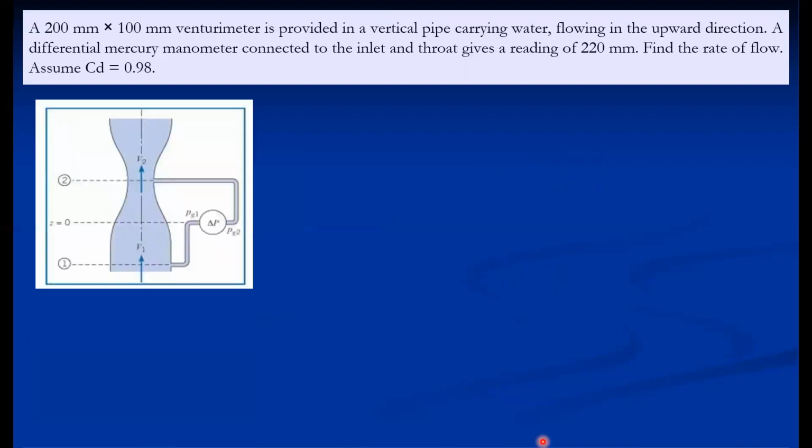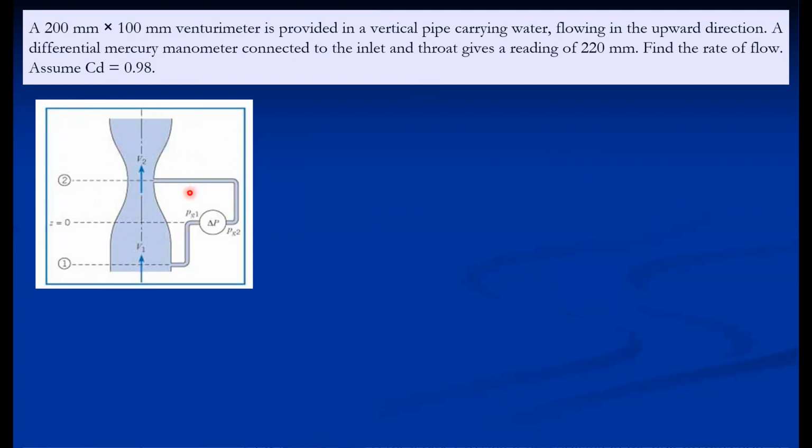Then we take one problem on vertical venturimeter. So its arrangement is vertical. Now this is inlet 1, outlet 2. This is also a way of describing the dimensions of the venturimeter, that is 200 mm by 100 mm. Obviously 200 mm is the diameter at the inlet and 100 mm is the diameter at the throat. It is provided in a vertical pipe carrying water flowing in the upward direction.